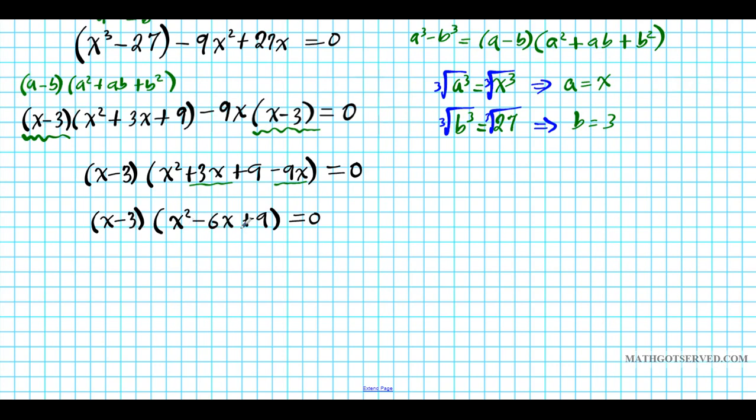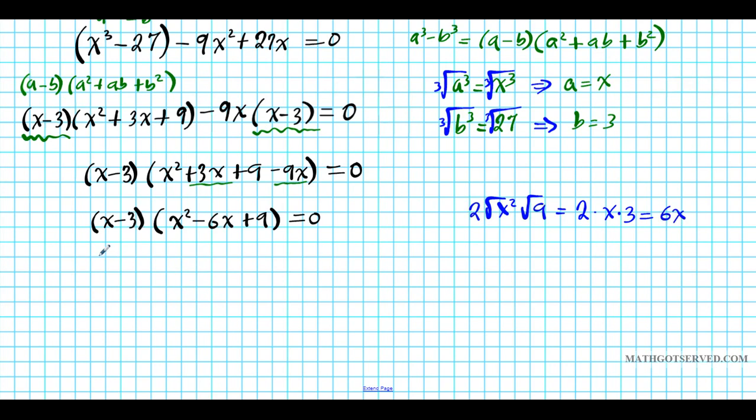If you take a close look at it, if you double the square root of the first and the last term, and you get the middle term, then this is a perfect square trinomial. Okay? Let's see if that's the case here. If I double the square root of x squared and 9, what do I get? I get 2 times x times 3, 6x, that's the middle term. So this is a perfect square trinomial.